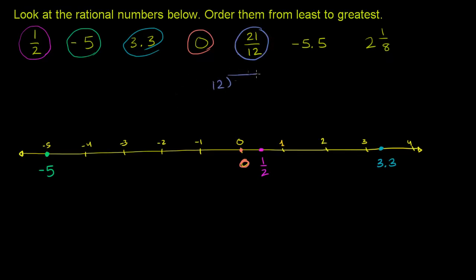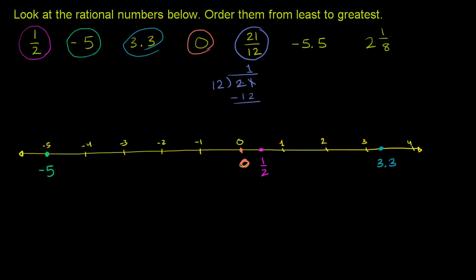So 12 goes into 21. Well, it goes into it one time. 1 times 12 is 12. If you subtract, you get a remainder of, well, we could actually regroup here or borrow. If you don't want to do this in your head, you would get 9. But let's do this.